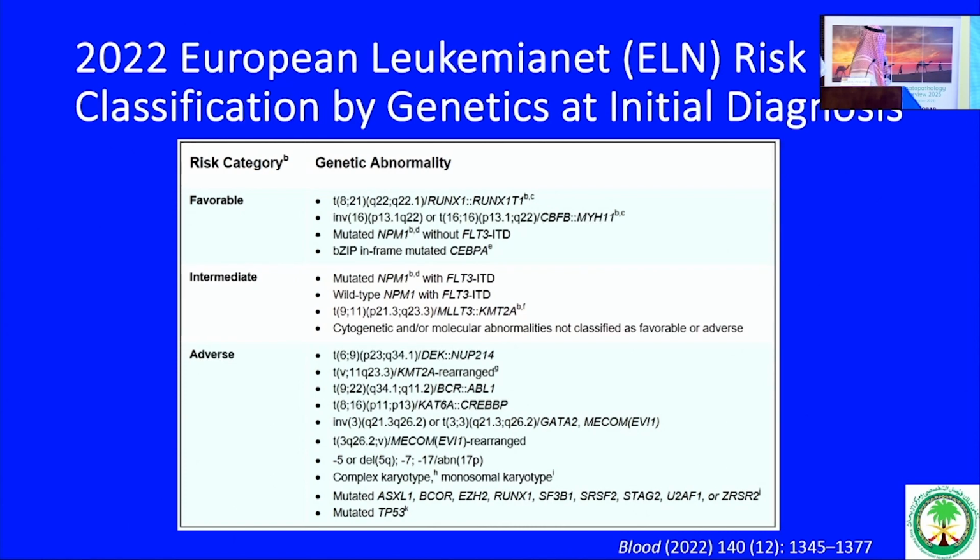There are some other changes. Now you can see these genes that have adverse effects. All of these are genes detected by NGS, and these are usually seen with AML with myelodysplasia-related changes. A complex karyotype now does not include cases with hyperdiploidy. So hyperdiploidy is no longer considered a complex karyotype and no longer part of the adverse category.